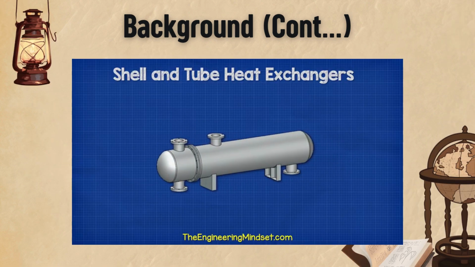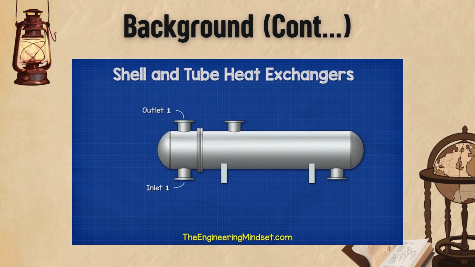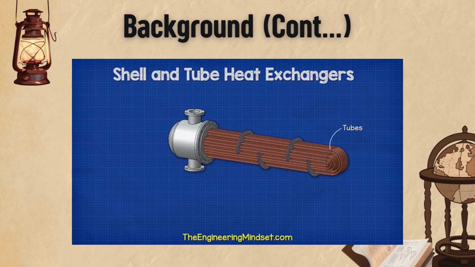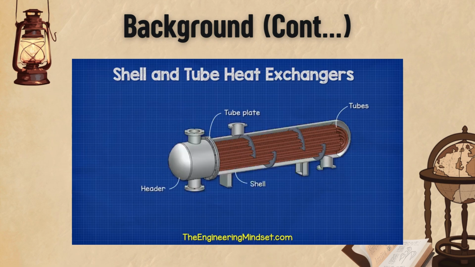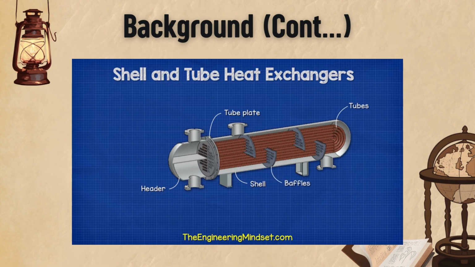Shell and tube heat exchangers will look something like this. With this design, we normally find the inlet and the outlet for one fluid at the very end of the heat exchanger, known as the header. Then we have another inlet and outlet for fluid 2 on the main body, known as the shell. Inside the unit, we have the tubes. These bend and loop around to start and finish at the tube plate, which sits between the shell and the header. The tubes will usually also pass through some baffles, which are sheets of metal. We will see how these work in just a moment.